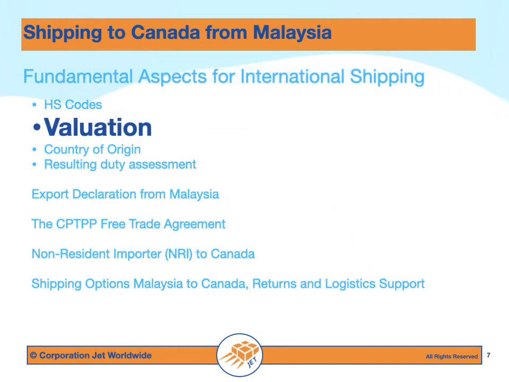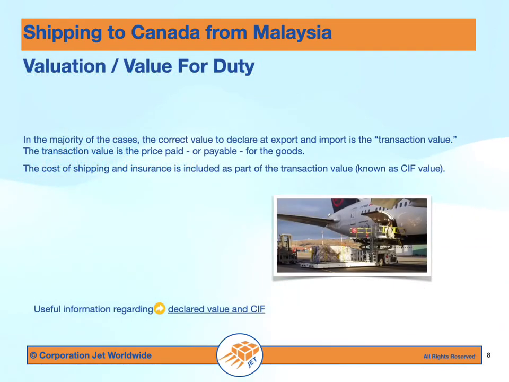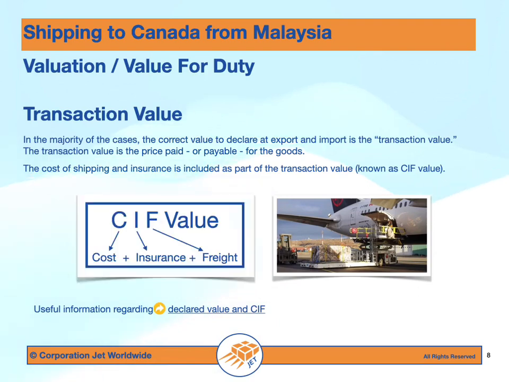Declared value. In the majority of cases, the correct value to declare at export and import is the transaction value. The transaction value is simply the price paid or payable for the goods. Canadian Customs, CBSA, considers the value for duty to be the cost of goods plus shipping and insurance, known as the CIF value, cost, insurance, freight. Best to specify these three costs on your invoice.